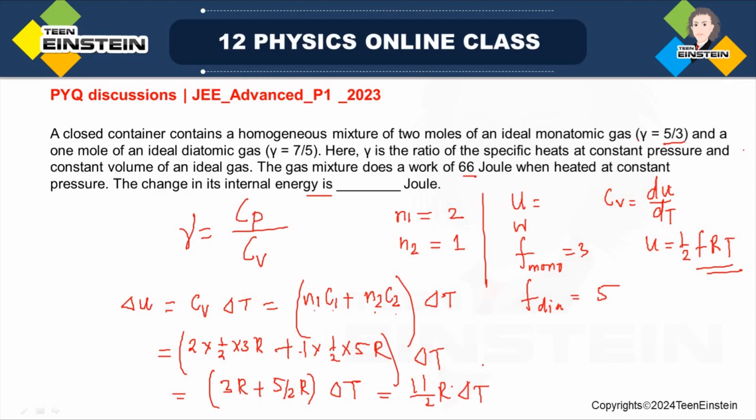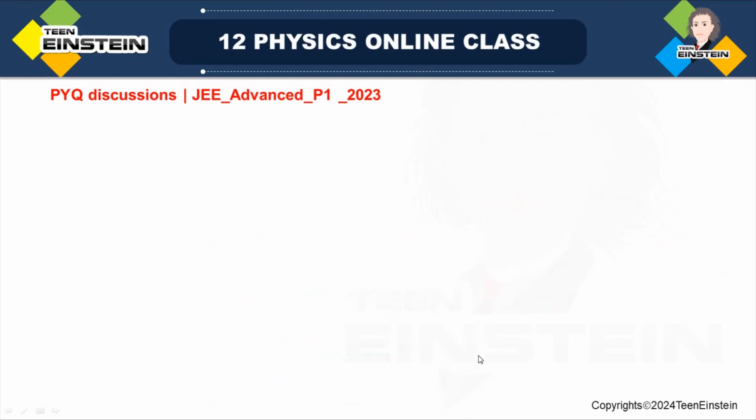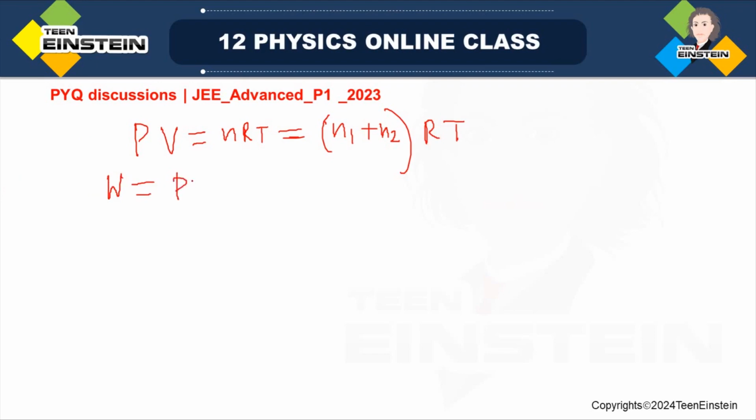Okay, now let us go to the work done. See, we know for an ideal gas PV is equal to nRT. Here n is N1 plus N2, so these are the respective numbers of moles for the component gases in the mixture, and this is RT. So at constant pressure, how do we write work done? Work done can be written as PdV.